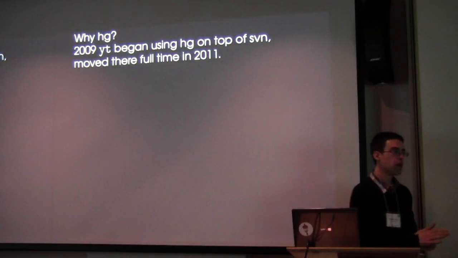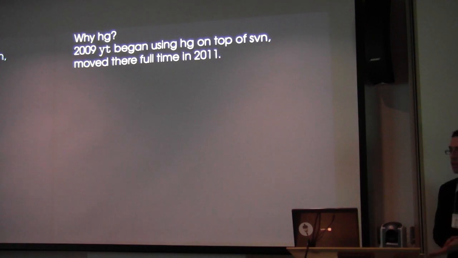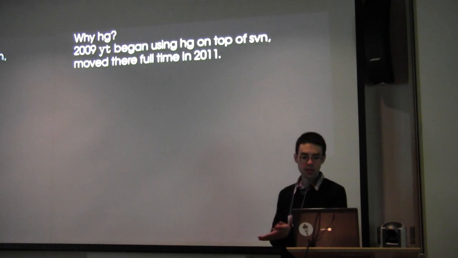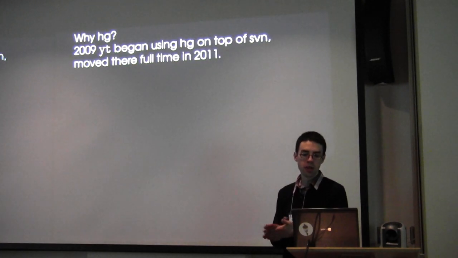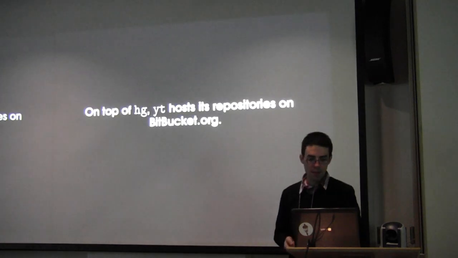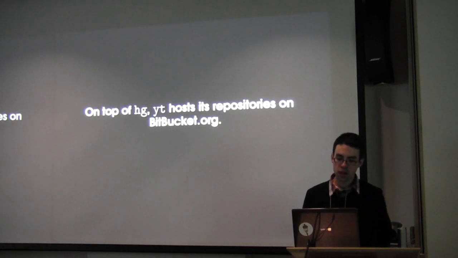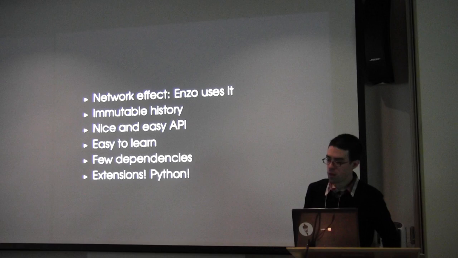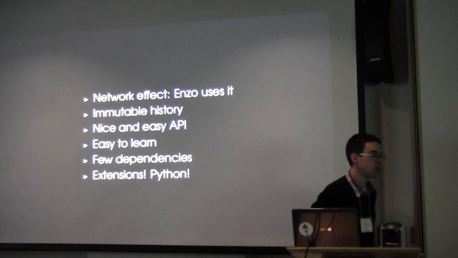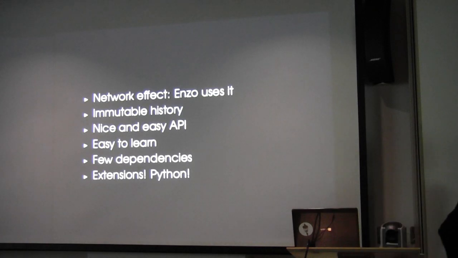Now the question is, why do we use Mercurial? Up until 2009, we just used Subversion, and before that, actually, we used CVS for a little while. And we moved to Mercurial in about January of 2009. We host our repositories on Bitbucket, and we have a number of reasons for using it. The first is that Enzo uses it. Enzo moved to it full time, and a number of the YT developers are also Enzo developers.